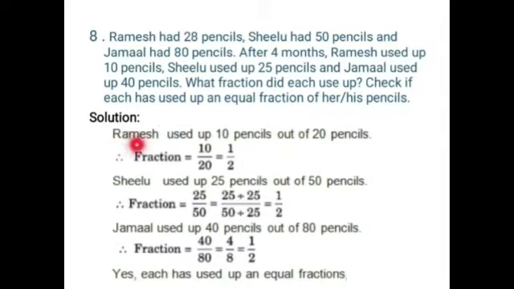See the solution. Ramesh used up 10 pencils out of 20 pencils. So the fraction is 10 by 20, otherwise 1 by 2. Sheelu used up 25 pencils out of 50 pencils, so the fraction is 25 by 50, which is equal to 1 by 2. Jamal used up 40 pencils out of 80 pencils, so the fraction is 40 by 80. On simplifying, we get 1 by 2. So here the fractions are equal. So each has used up an equal fraction of pencils.